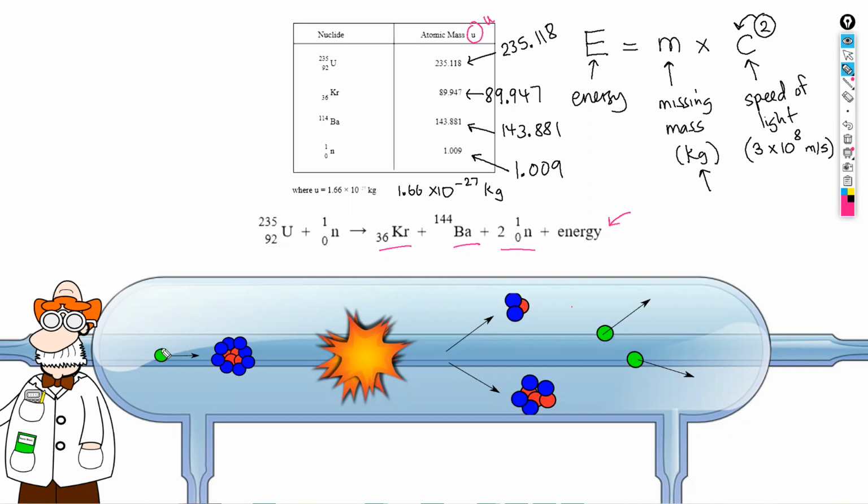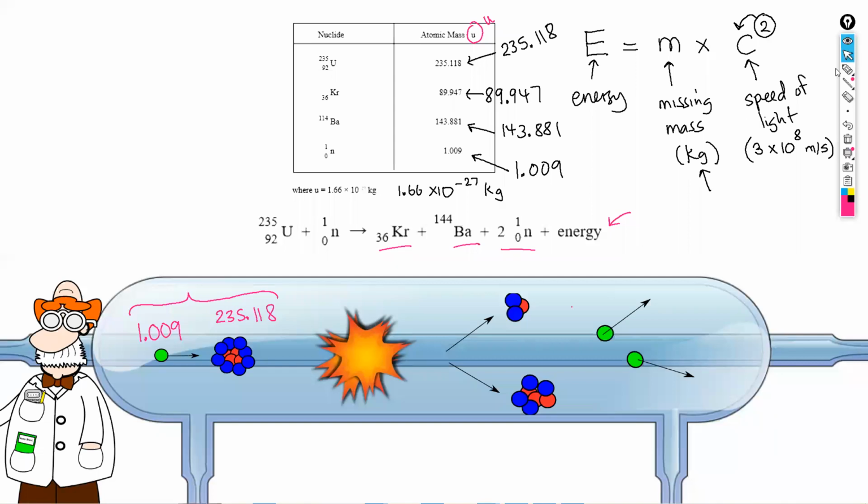What's the mass of 1 neutron? The examiner was so nice to give it to us. 1.009. And what is the mass of the uranium? 235.118. Do you all think you could take your time and add up these 2 values for me and tell me how much is the total mass? But the mass will not be in kilograms. It's going to be in terms of U, which is okay for the time being. Add it up and send your answer on the chat.